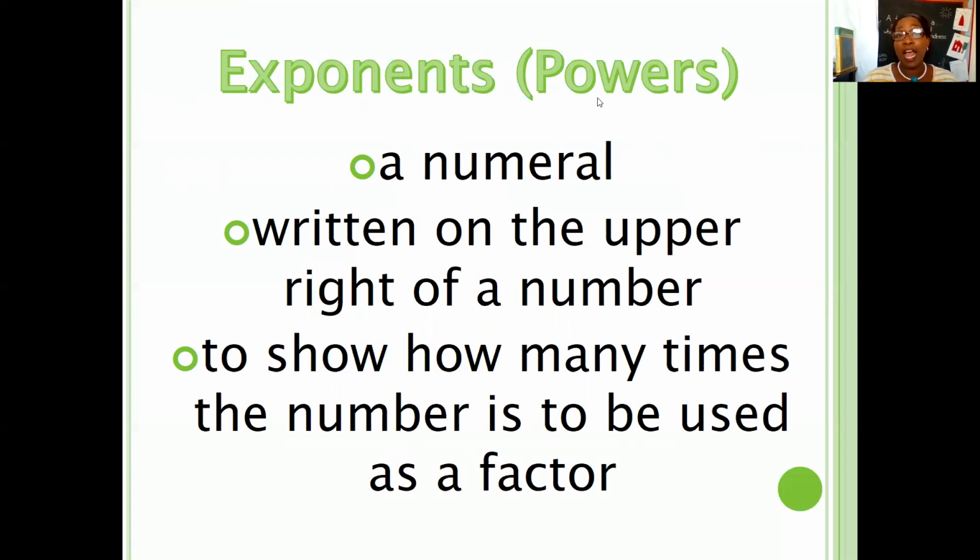Another word that we did not have last week, but will be seeing in this lesson, is exponents, otherwise known as powers. In this lesson, an exponent will be a numeral. Number 2, it will be written on the upper right hand of the number. And number 3, the job of the exponent is to show how many times the number is to be used as a factor. It tells us how many times we're going to use this number in a multiplication statement.